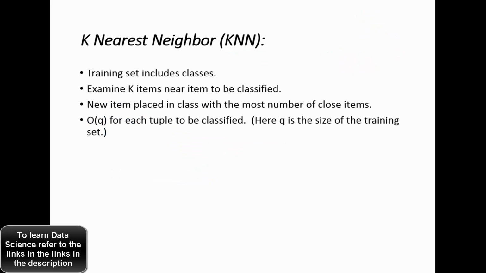So here is the data. We have a training set that includes classes. The idea is to examine the k items nearest to the item to be classified, and k could be 2, 3, 4, any number. You have the flexibility of choosing k. All you need to do is find a k and group that many data points around a particular data point, depending on the value of k. I will take an example to understand that better.